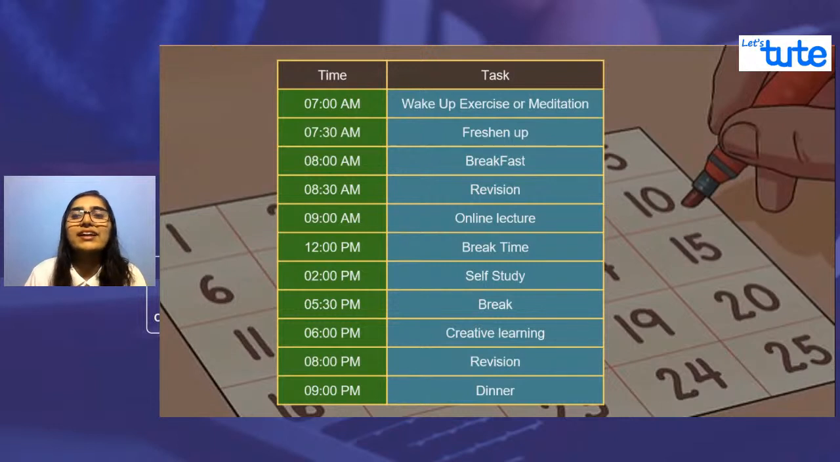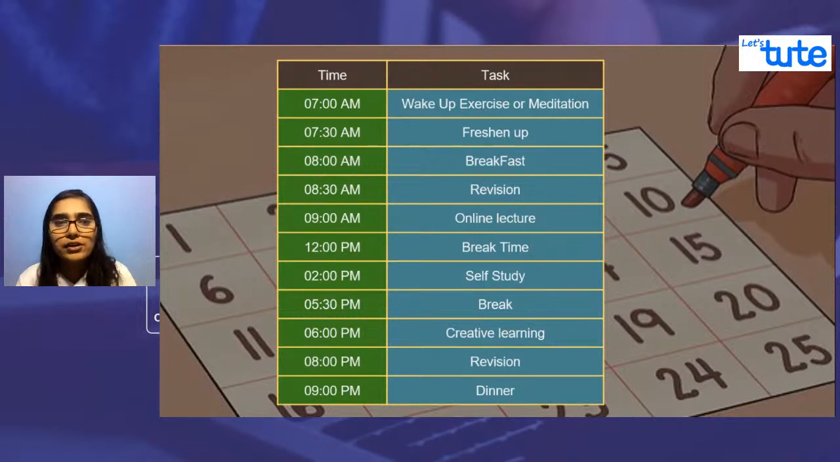Then what do you mean by creative learning? Someone asked me, can we play games? Yes, you can play games. You're learning something, so it is your choice. You want to play games, or you want to draw, or you want to read a book. But this 6 o'clock to 8 o'clock, you can do that.